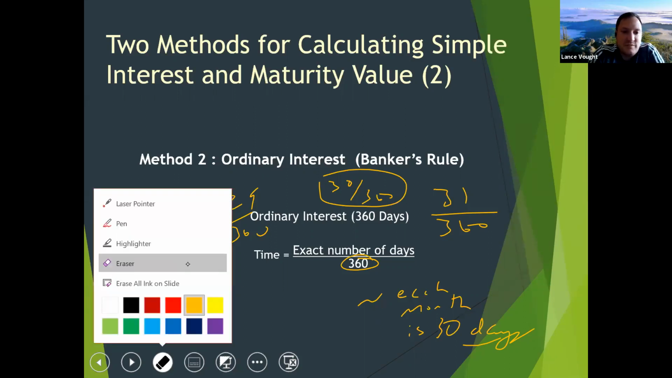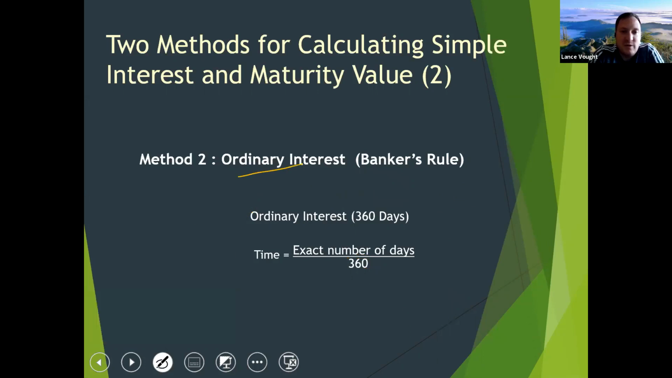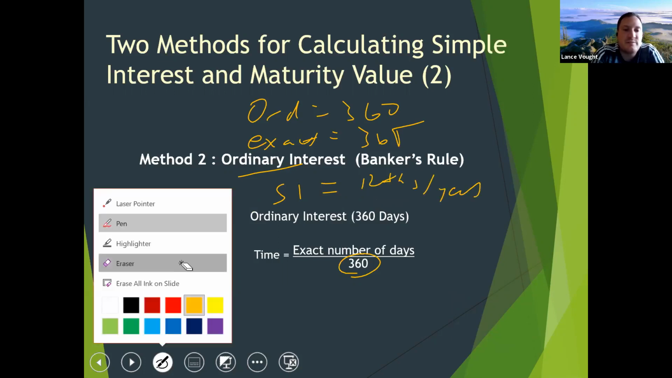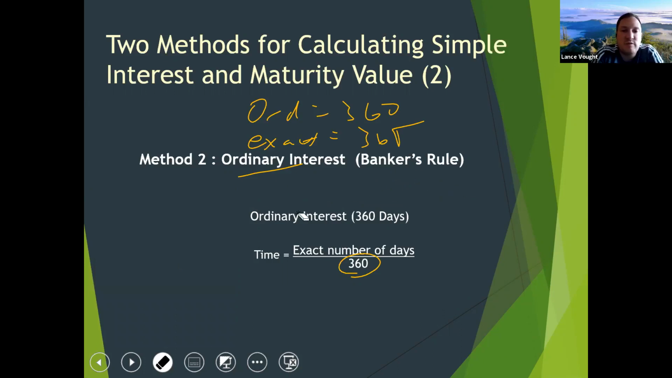But anyways, really the only difference is just the number of days. So if I say ordinary 360, exact 365, simple 12ths or years. So basically, simple interest treats each month as equivalent. Exact interest and ordinary interest use days as well, but ordinary treats each month as 30.